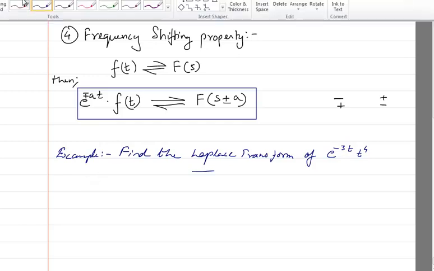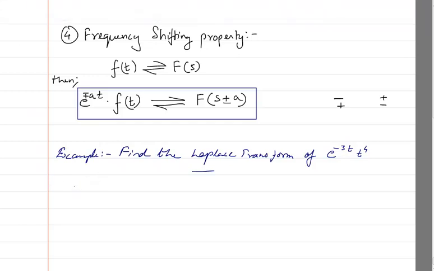So basically we will write the answer as, we know that for t raised to power n, the Laplace transform is n factorial divided by s raised to power n plus 1. Therefore, t raised to power 4 is going to be 4 factorial divided by s raised to power 5. 4 factorial is 1 into 2 into 3 into 4, which comes out to be 24 divided by s raised to power 5.